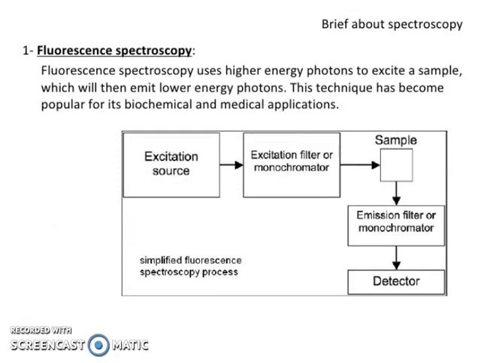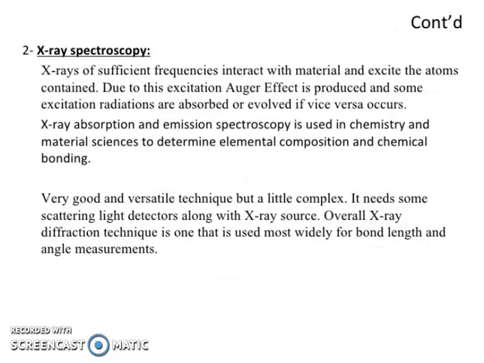Now friend, fluorescence spectroscopy. Fluorescence spectroscopy uses higher energy photons to excite a sample, which will then emit lower energy photons, and this technique has become popular for its biochemical and medical applications. You can see the excitation source, excitation filter or monochromator, sample. You can also see the emission filter or monochromator and detector. Simplified fluorescence spectroscopy process. So friends, X-ray spectroscopy.